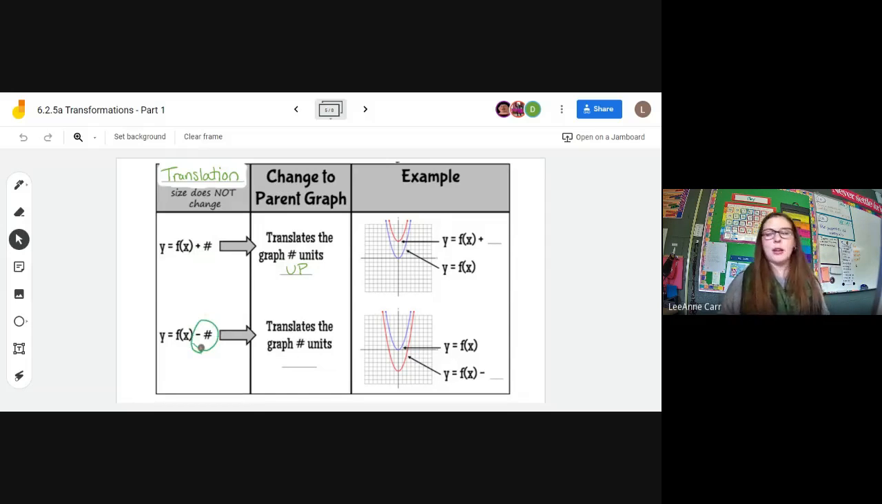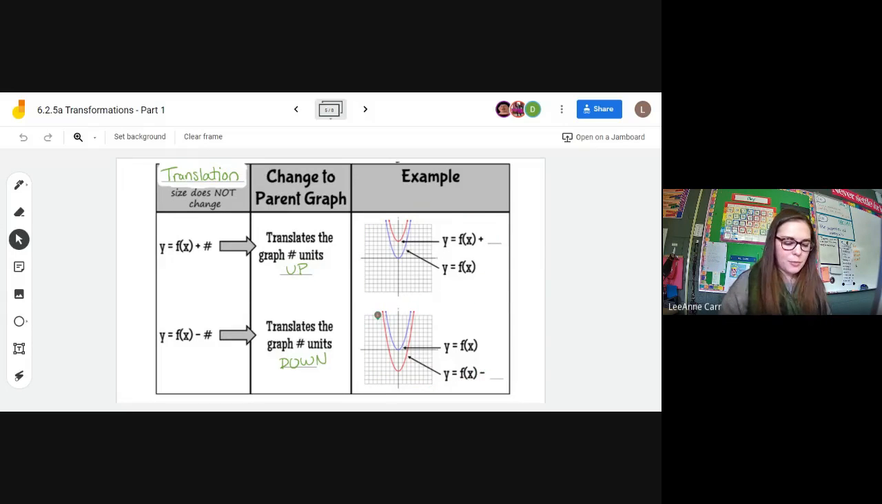So then if I subtract a number, what do you think I'm going to do? Which way am I going to move? When I add a number, I moved up. When I subtract a number, what do you think I'm going to do? Yes, thank you. We are going to move down. All right. So let's switch on over to these two examples over here.